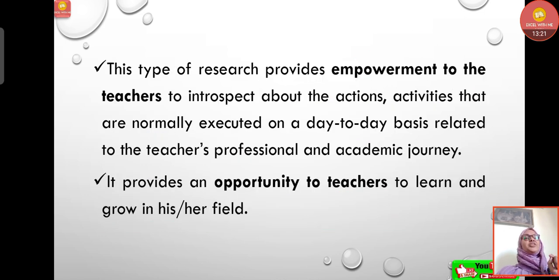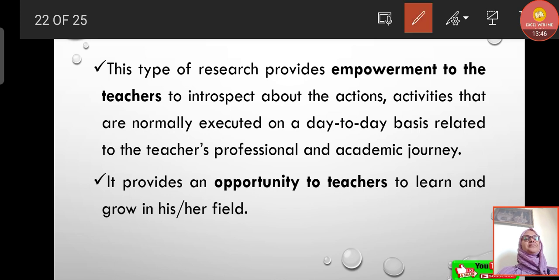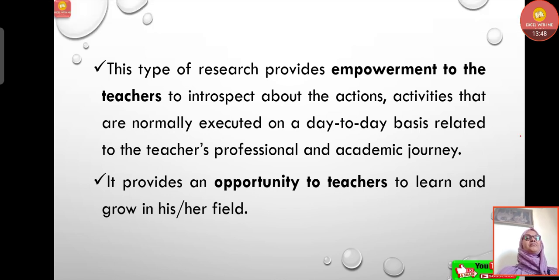This type of research provides empowerment to the teachers to introspect, that is, knowing about their weaknesses and strengths, introspecting themselves about the actions, activities that are normally executed on a day-to-day basis related to the teacher's professional and academic journey. Now it provides an opportunity to teachers to learn and grow in her or his field, obviously.